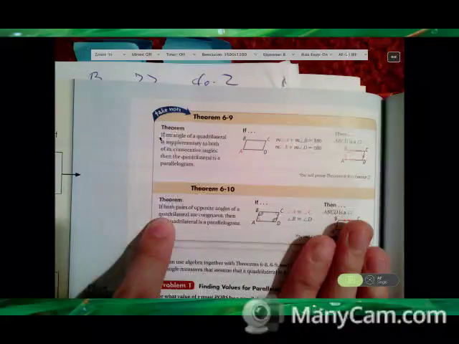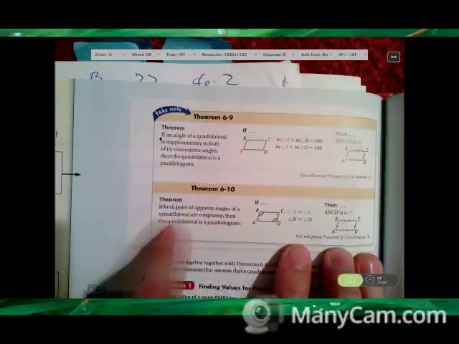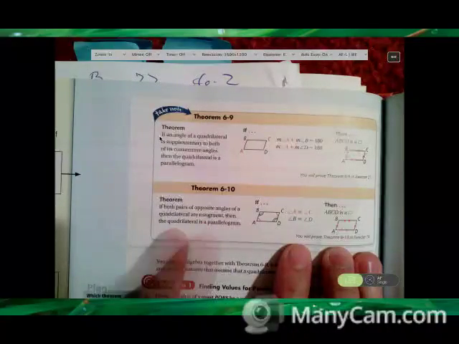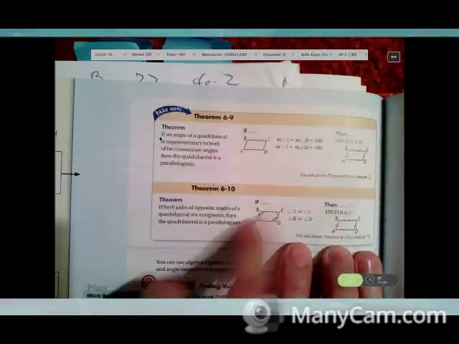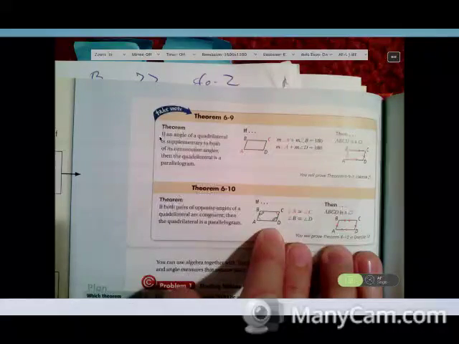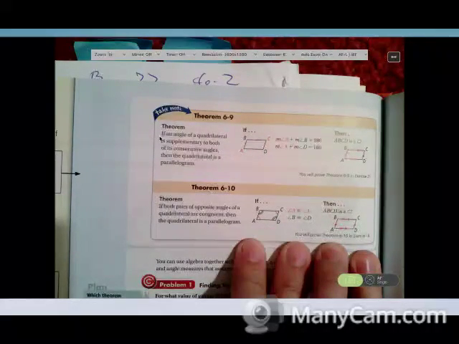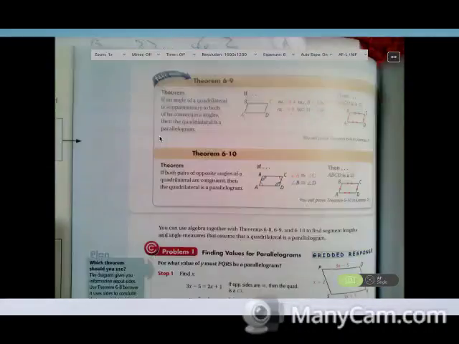Likewise, with 6.10, if both pairs of opposite angles of a quadrilateral are congruent, then the quadrilateral is a parallelogram. So if A and C are congruent and B and D are congruent, then therefore ABCD is a parallelogram. Alright, problem 1.